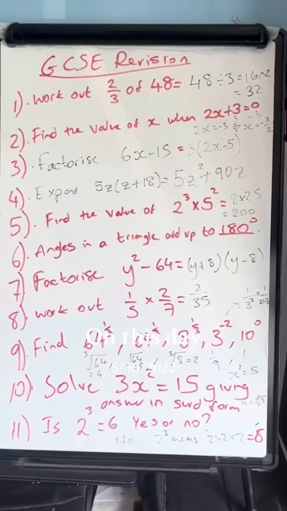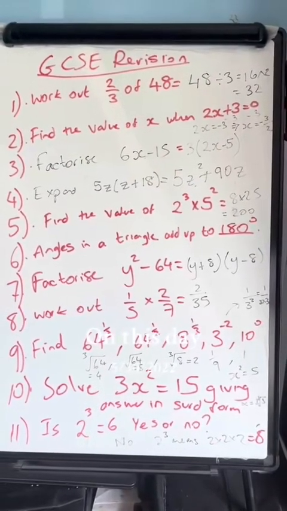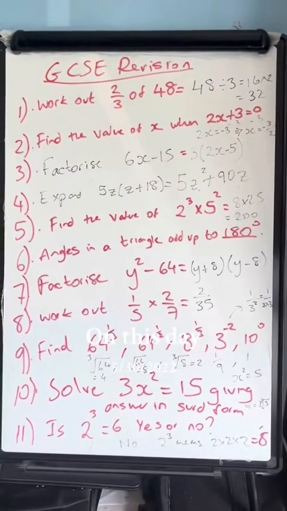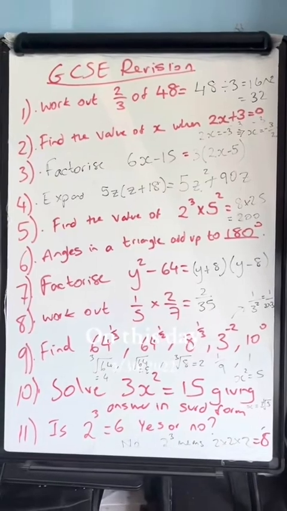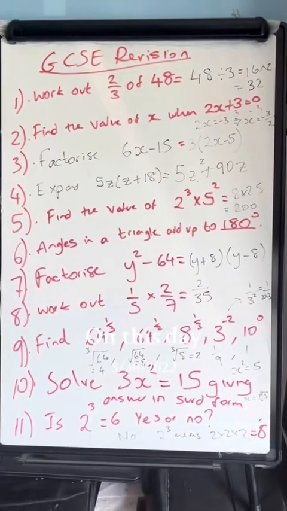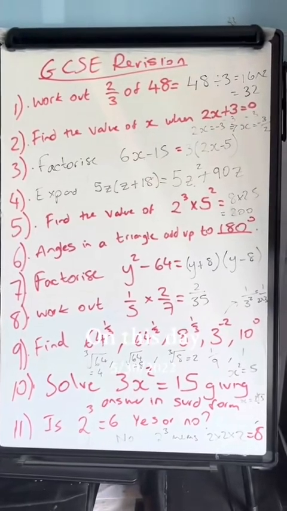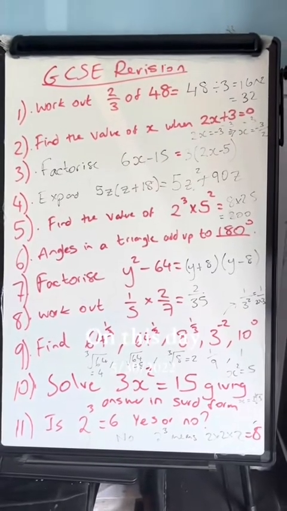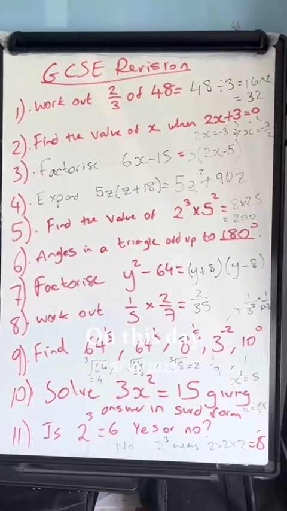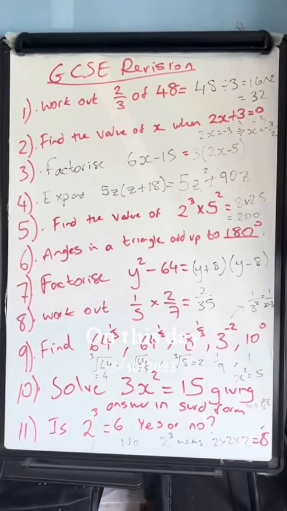Right guys, we're going to start with question number 1. Work out 2/3 of 48. This is what I call a fraction of an amount. I divide by the denominator and then times by the numerator, so divide by the bottom, times by the top. 48 divided by 3 is 16, so 1/3 of 48 is 16.